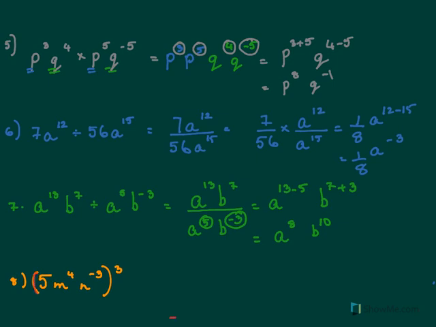For the next sum, here it is the whole power raised to 3, which means we'll have now 5 raised to 3, and then we have m4 also raised to 3, so into 3, and we have n minus 3 also into 3. So 5 raised to 3 is 125. This will be m4 into 3 is 12, minus 3 into 3 is minus 9.